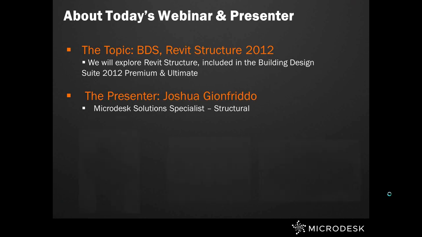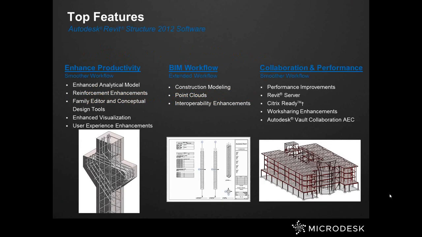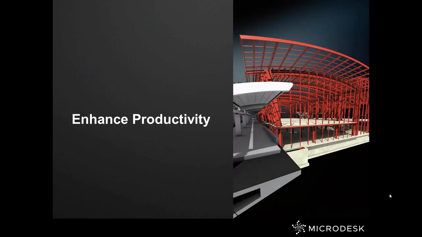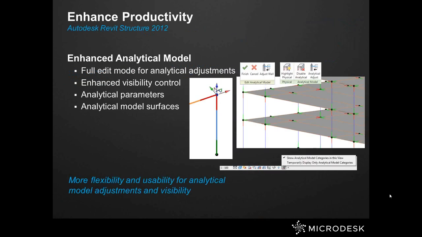Let's jump in and discuss what changes you can expect to see in Revit Structure 2012. We can break down the major changes into three categories: enhanced productivity, BIM workflow, and collaboration and performance. So we'll touch on those three today. Let's start by talking about some changes meant to enhance productivity. In this release, you can find some enhancements to help users create and manage the structural analytical model, such as better visibility and greater control over the model.